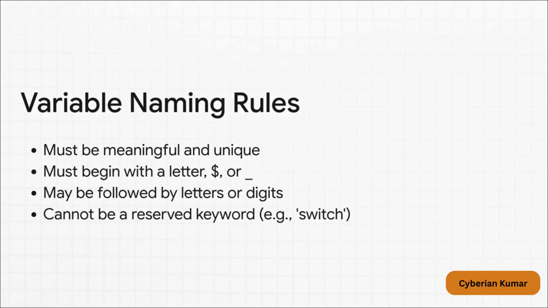Now, you can't just name a variable whatever you want. There are a few rules. It has to start with a letter, a $, or an underscore, and you can't use a word that's already reserved by the programming language. But honestly, the most important rule for writing good code is to make the name meaningful. Student age is 1,000 times better and more helpful than just calling it x.